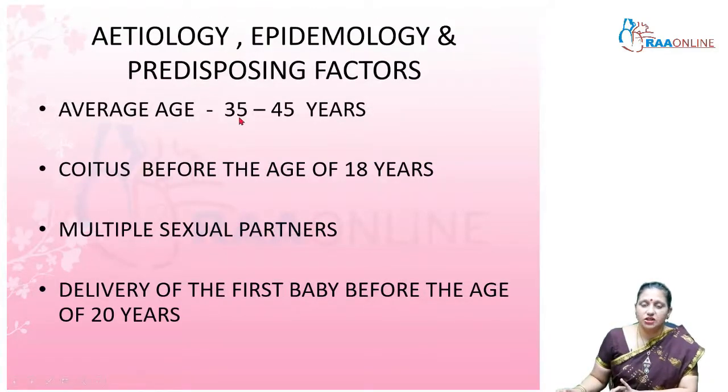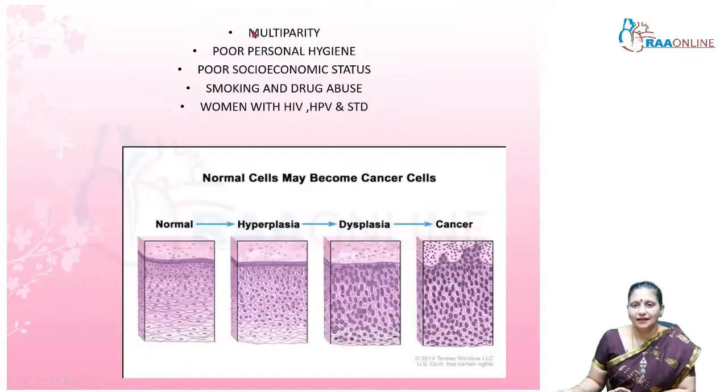Now, the average age of presentation is 35 to 45 years, or early coitarche before the age of 18 years, multiple sexual partners, and delivery of the first baby before the age of 20 years when the transformation zone is still immature. Now, the other high-risk factors are multiparity, poor personal hygiene, poor socioeconomic status, smoking, drug abuse, and in women with HIV, human papillomavirus, and sexually transmitted diseases.